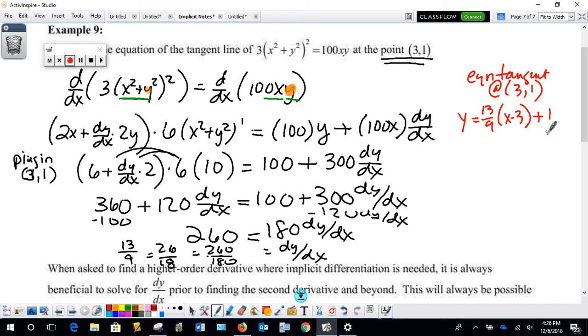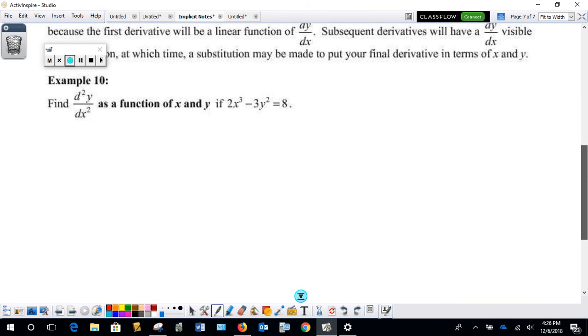All right, one last example. We're tired about this one. I'm tired. But we are going to do this.